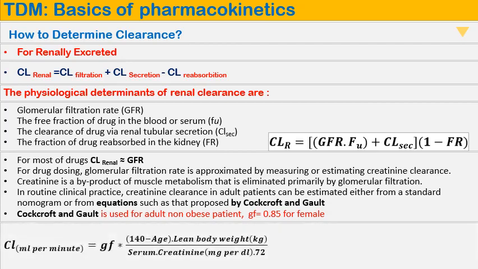Cockcroft-Gault: a gender factor, which is 1 for males and 0.85 for females, multiplied by 140 minus age, multiplied by lean body weight. Lean body weight means the patient is not obese, with body fat slightly below the obesity level. We divide by the serum creatinine, measured in milligrams per deciliter, multiplied by 72. This equation, Cockcroft-Gault, is easier and the most commonly used for changing the doses for patients with renal impairment. It is a convenient equation.